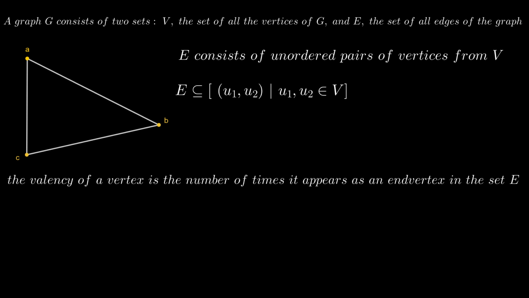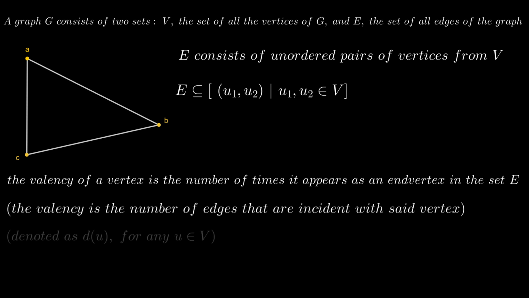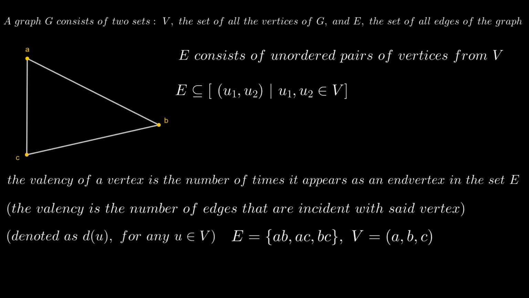So now let's define the valency of a vertex. The valency of a vertex is the number of times it appears as an end vertex in the set E. In other words, the valency of a vertex is the number of edges that is connected to said vertex. In our simple graph, as you see, the valency of each vertex is 2, since two edges are connected to each vertex. So the edge set is this set here, E equals {AB, AC, BC}, and V equals {A, B, C}.